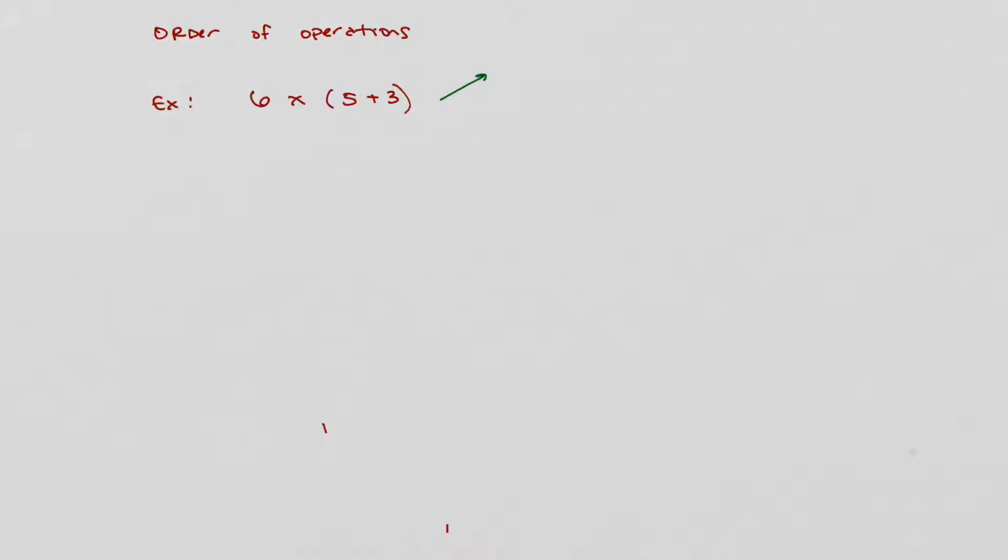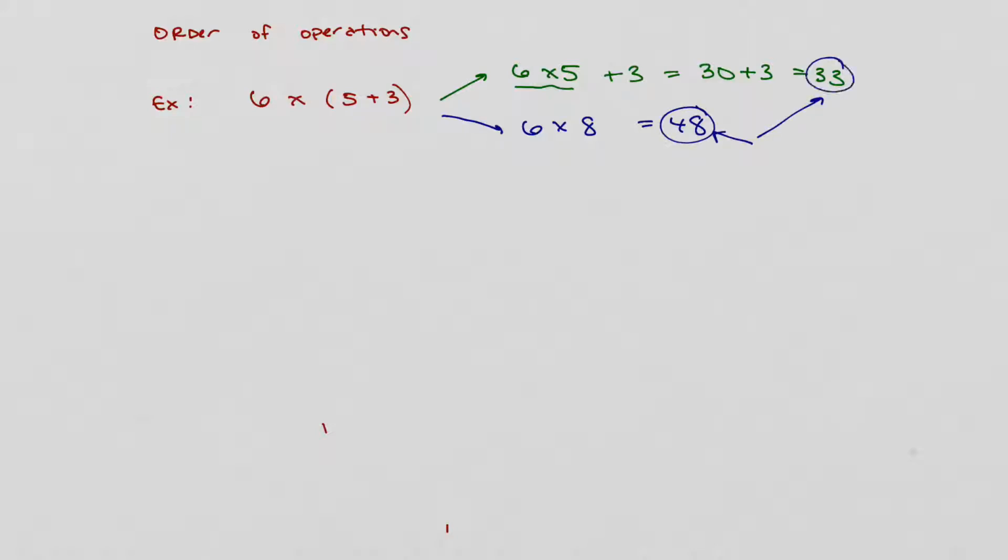One would be what if I did the 6 times 5 part first and then added 3 onto it? That would be 30 plus 3, which gives me 33. Or what if I did the 5 plus 3 first? That'd be 6 times 8, which gives me 48. You can see we get two completely different answers here, where one is right and one is wrong. And just in case you're wondering, the answer here really should be 48.